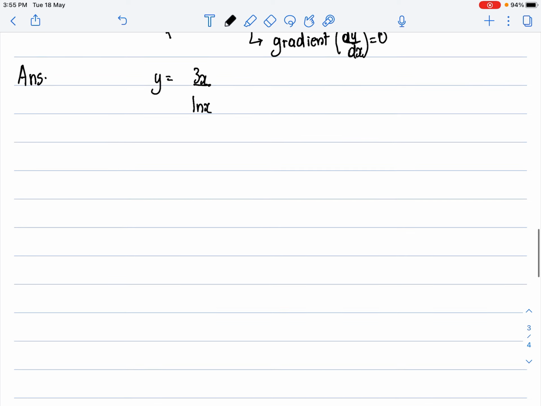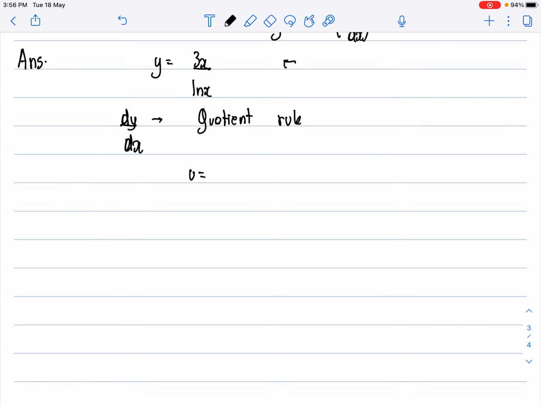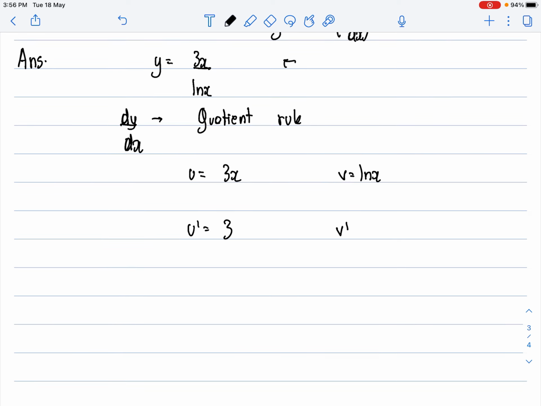So what I'll do is first I'll find my gradient, which is my dy by dx. For that, I'll use something called the quotient rule, because as you can see, a variable is divided by another variable. That's why we use the quotient rule. So I know my u is 3x, my v is ln x, my u dash or my du by dx will be 3, basic differentiation of 3x, and my v dash is the differentiation of ln x, which is 1 over x.